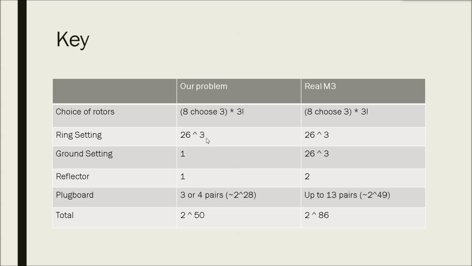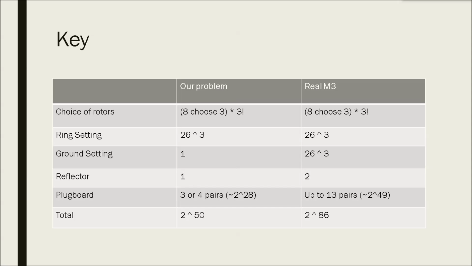The ring setting is how you rotate each drum before putting them in. Again, that performs as a cyclic shift of the permutation. The permutation itself is fixed by the hardware, but you can rotate it. Each one you can rotate to 26 different positions, and you have 3 of them, so that's 26 to the power of 3.